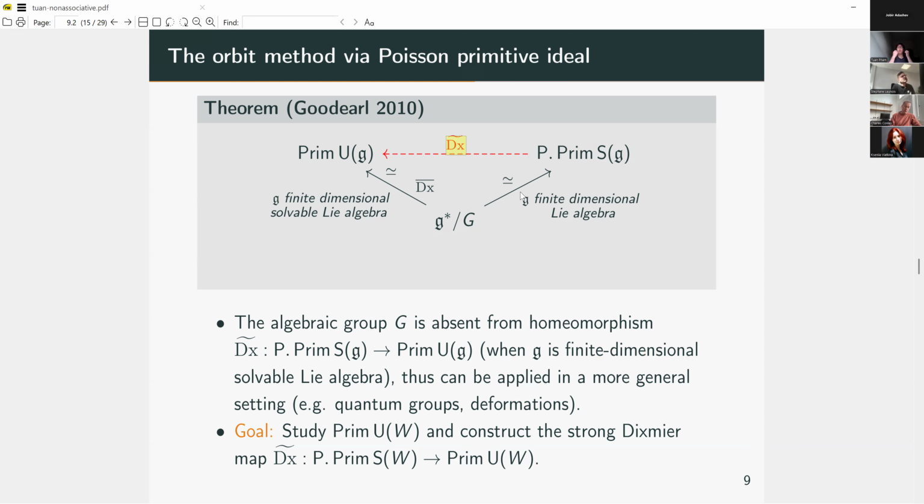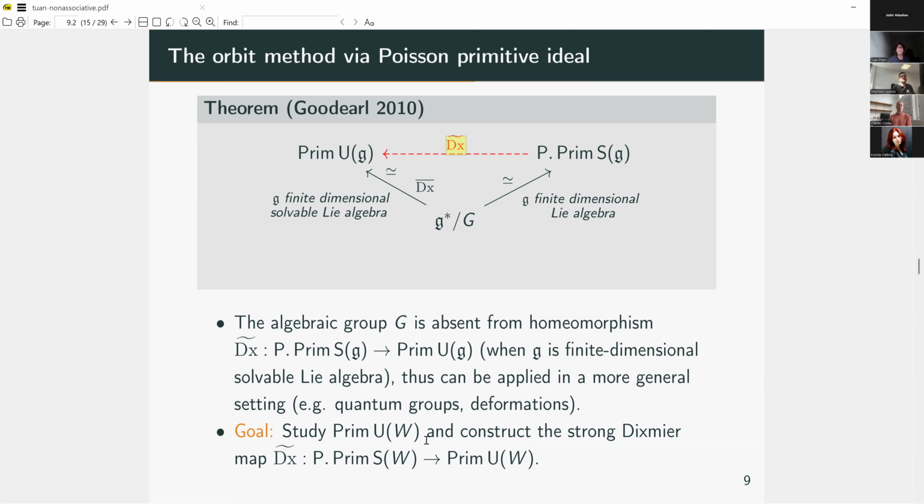Now we can apply this to a more general setting, for example when we do quantum groups or deformation. So I'll now slightly modify as follows. We want to study the primitive spectrum of U(W). Everything I say from now on works for the Virasoro algebra as well as the Witt algebra, but for simplification I will explain it for the Witt algebra. It works exactly the same for the Virasoro algebra.